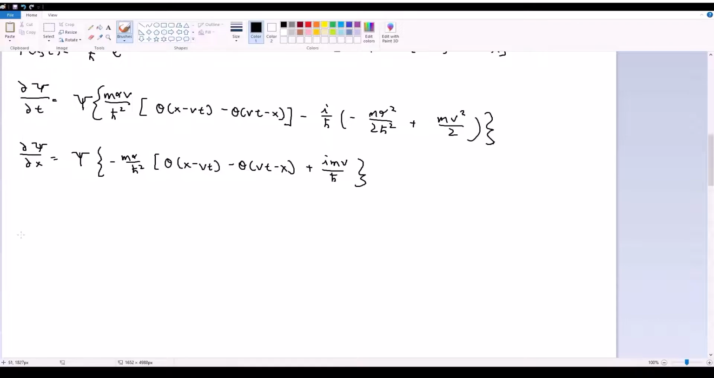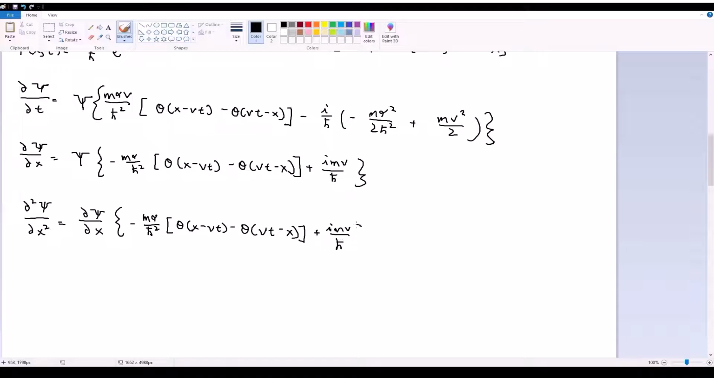Okay, now we do the second derivative. d2 psi by dx squared is going to equal, via product rule, d psi by dx times negative m alpha over h bar squared times theta of x minus vt, minus theta of vt minus x, plus i mv over h bar, and then added with psi times d by dx of the same thing: negative m alpha over h bar squared, theta of x minus vt, minus theta of vt minus x, plus i mv over h bar.